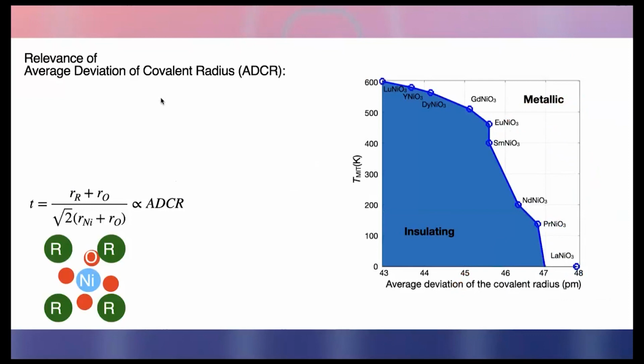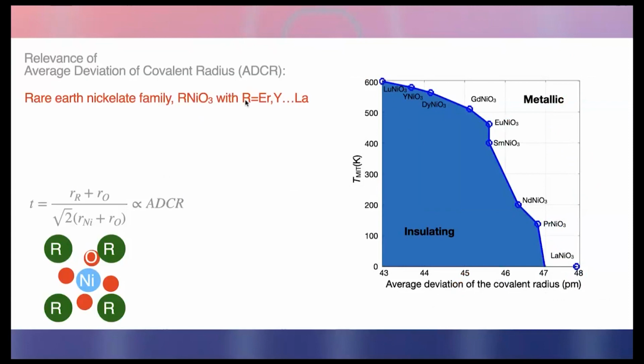And why is that interesting? Going back to my favorite materials family, the rare earth nickelates, you can plot TMIT as a function of ADCR, and you get more or less the plot you saw before. And, again, this is the rare earth family, and you change the rare earth, right? And the reason is this ADCR is linearly correlated with the well-known tolerance factor, which people use to approximate the mismatch between atom size, which leads to octahedral rotations.